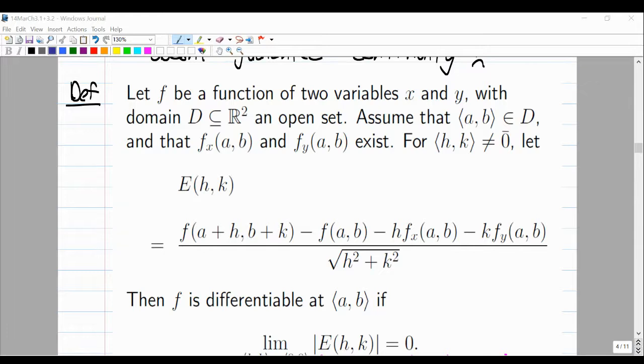Then what we do is we define the crocodile. For a non-zero vector (h,k), we let capital E be defined as follows. The crocodile, so capital E at the 2D vector (h,k), is defined as f at (a+h, b+k) minus f(a,b) minus h f partial x at the point minus k f partial y at the point, over the root of h squared plus k squared. So it's essentially the norm of this vector. Please write down the crocodile. Are there any questions so far?